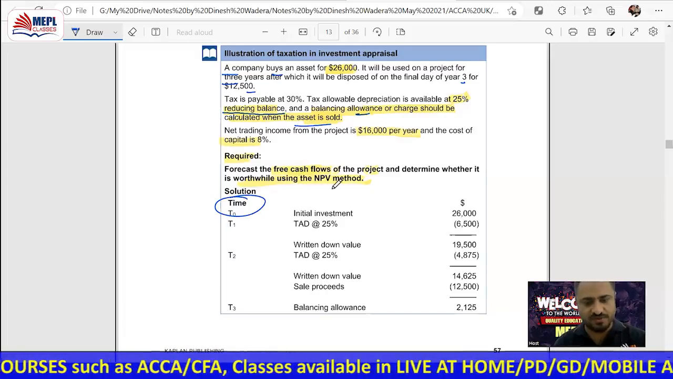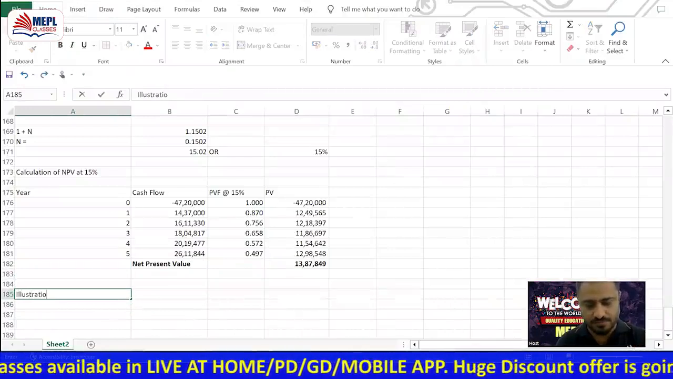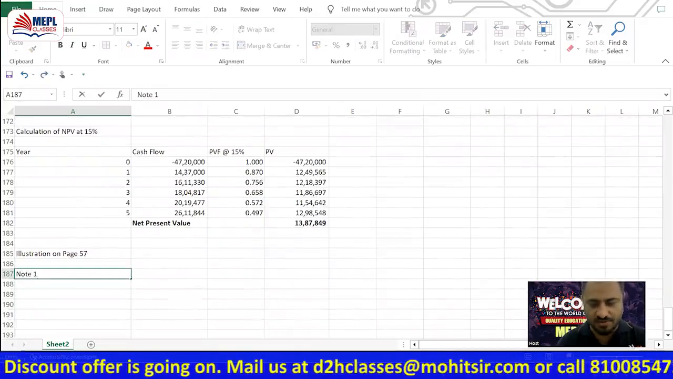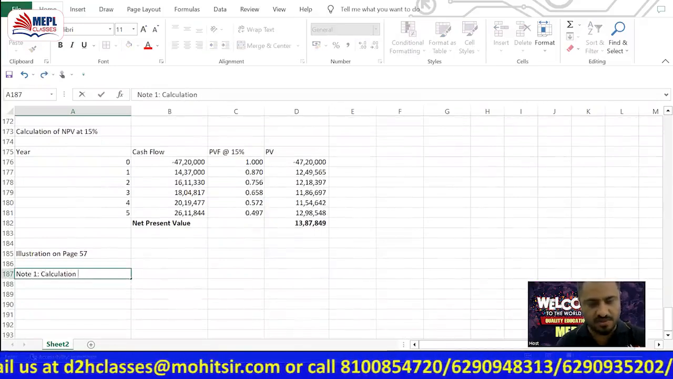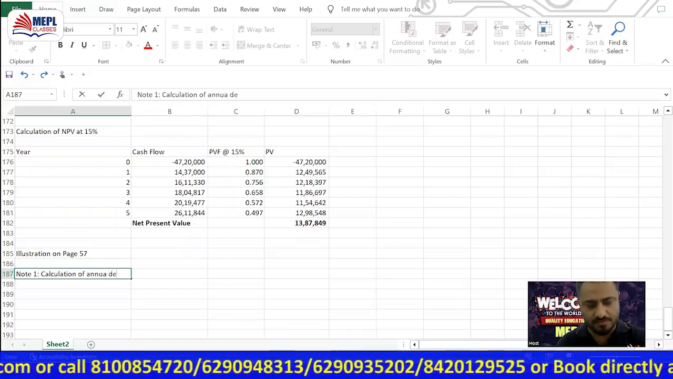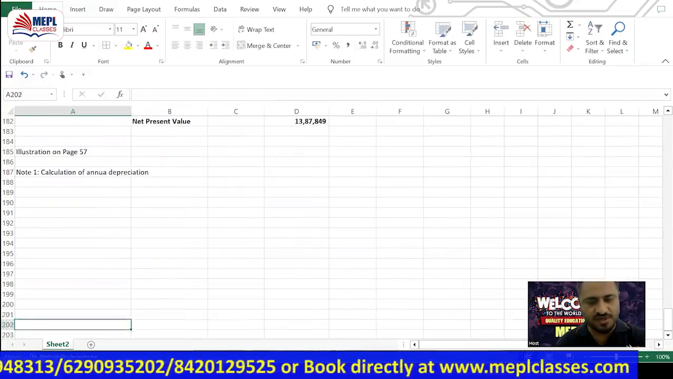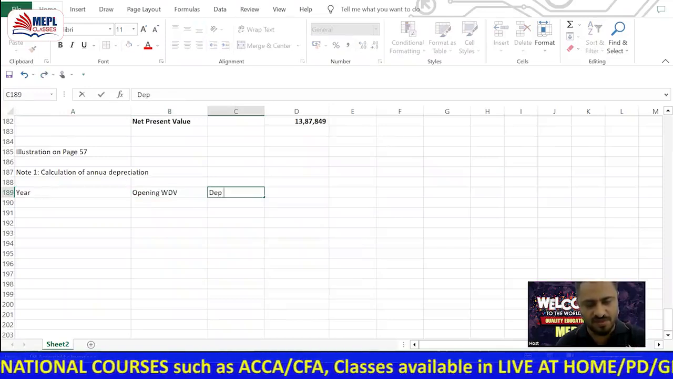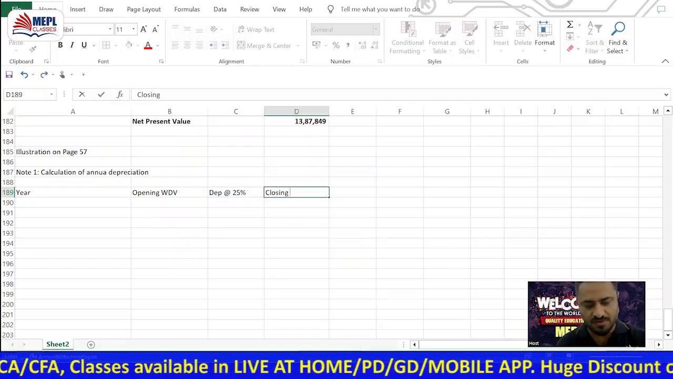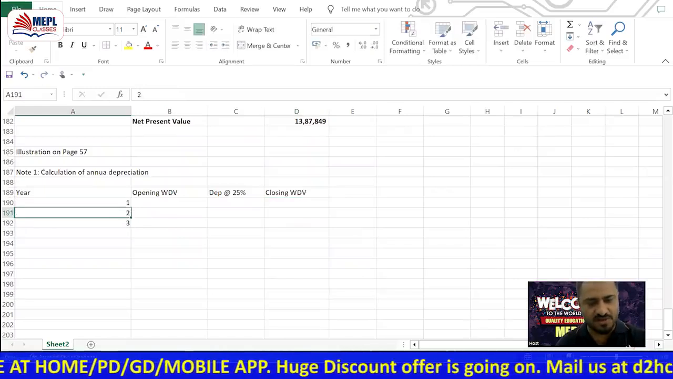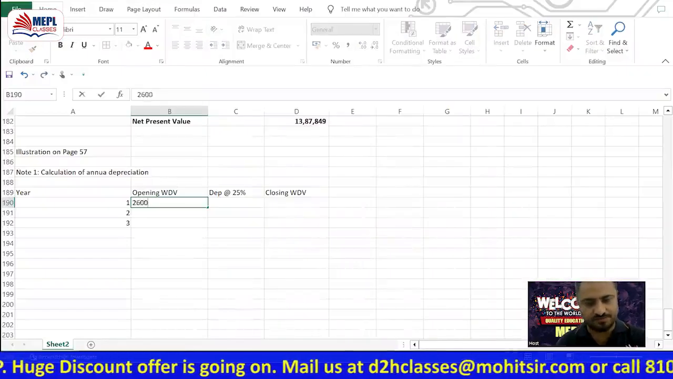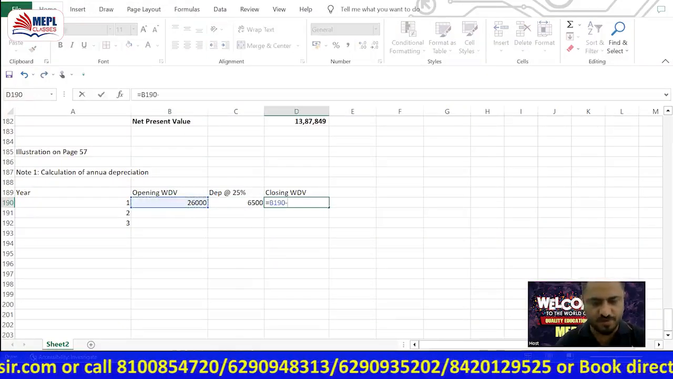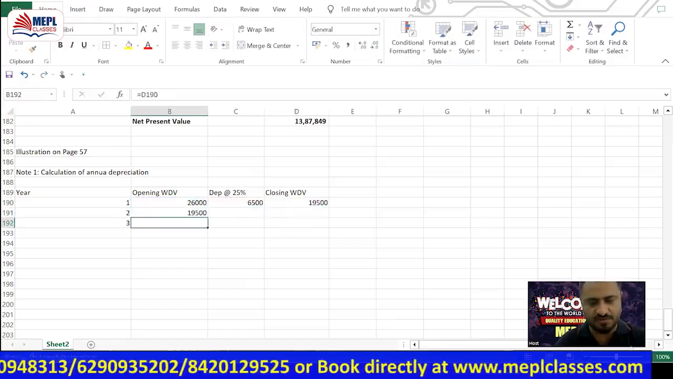Now this is the illustration on page number 57. First of all, let's call it working note number 1. Name it calculation of annual depreciation. The calculation is again simple. We will have year, opening WDV, depreciation at 25%, and we will have the closing WDV. Year 1, 2, and 3, just a 3-year project. Opening WDV is 26,000. Depreciation will be 26,000 multiplied by 25%. And closing WDV will be opening minus depreciation. Closing WDV will become the opening WDV for the next year, and similarly onwards.